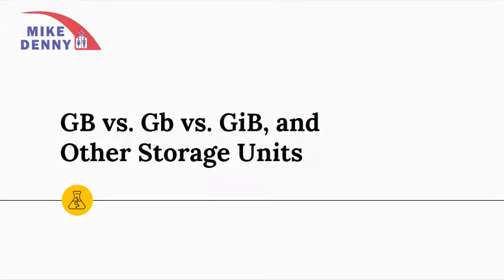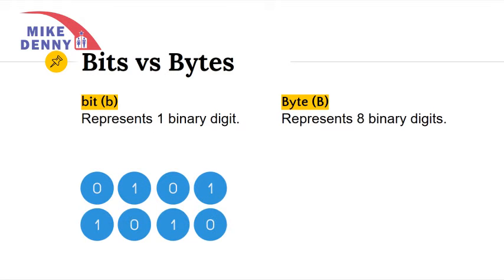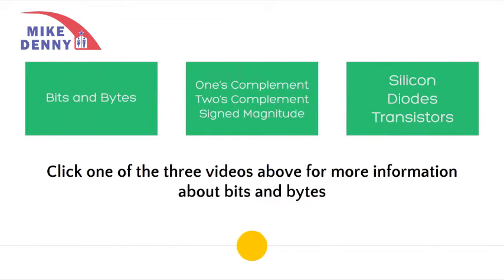Thank you. In this video, we'll talk about how storage information is displayed, sometimes misleadingly. Let's start out by looking at bits and bytes. A bit is the fundamental unit of information and is represented in binary as either 0 or 1. A byte represents 8 binary digits, or 8 bits. If you want to learn more about bits and bytes specifically, you can check out one of these videos.